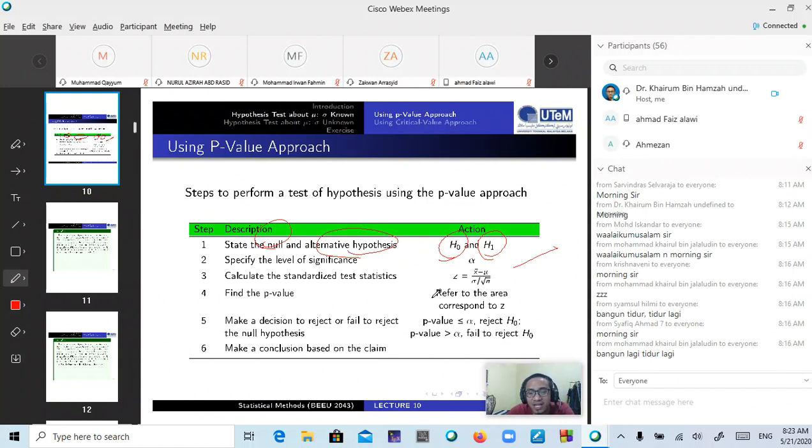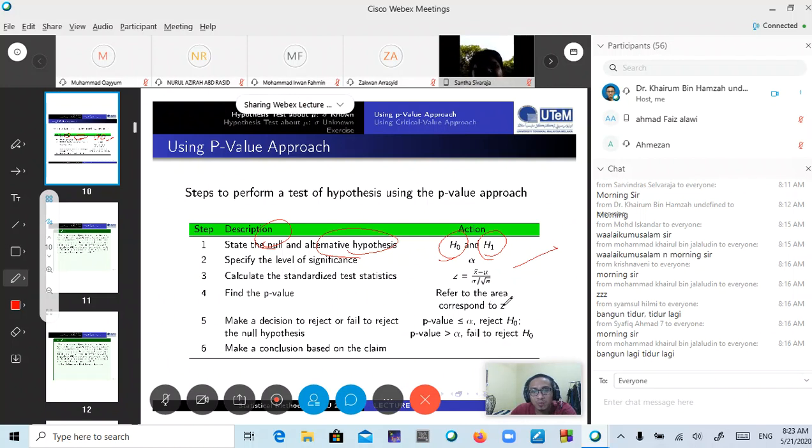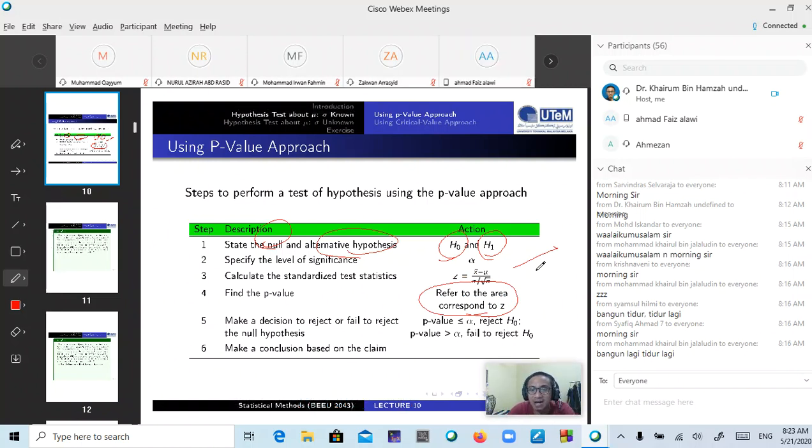After you get the value of Z, you can find the p-value. For the p-value, you must refer to the area corresponding to the Z that you get from step 3. And then after you get the value of P, remember the value of P must refer to the tail.